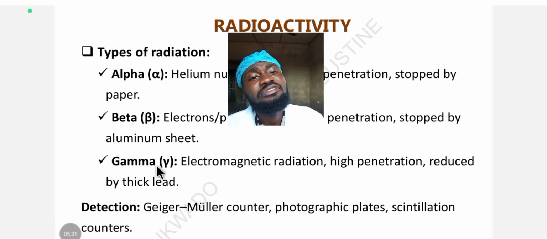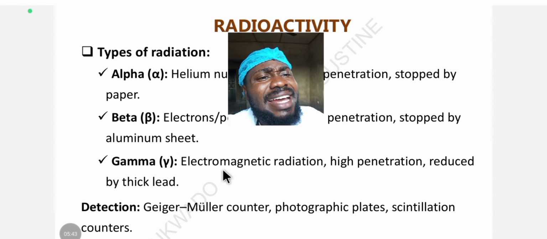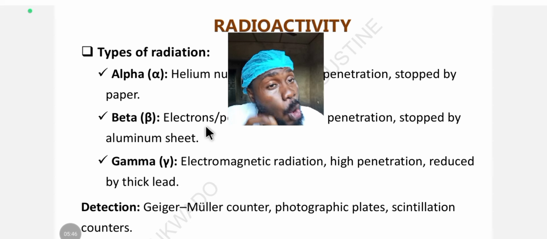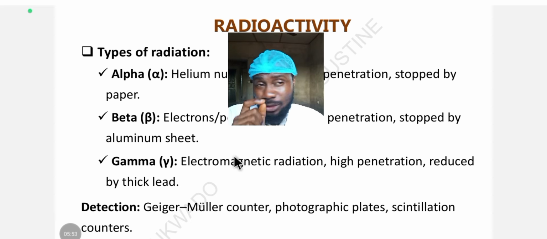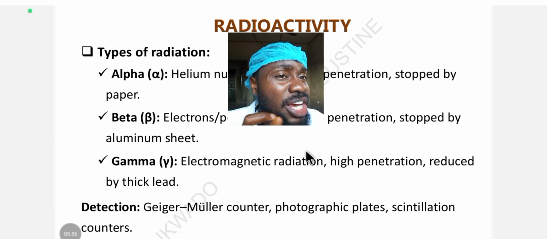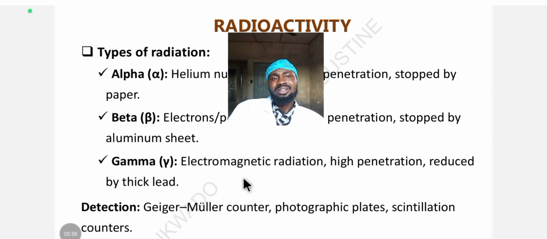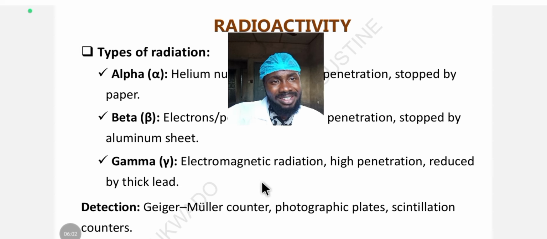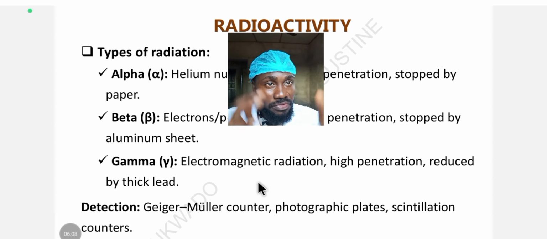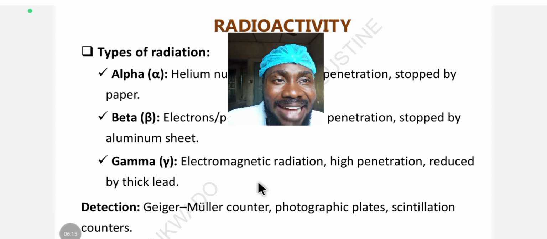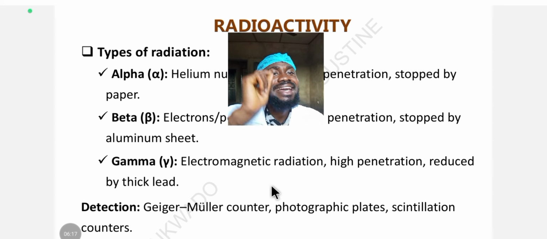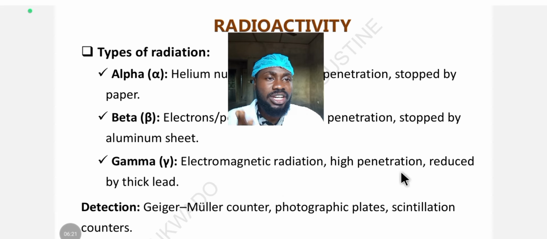Then the final one we have here is gamma. This is the symbol of gamma, and gamma is an electromagnetic radiation. It is the only different one between alpha and beta because it is electromagnetic. If you know the acronym ROYGBIV-type acronym for electromagnetic waves, you know that gamma is the last. So gamma ray is the last in that acronym, and it has the shortest wavelength and the highest frequency. So it has high penetrating power.